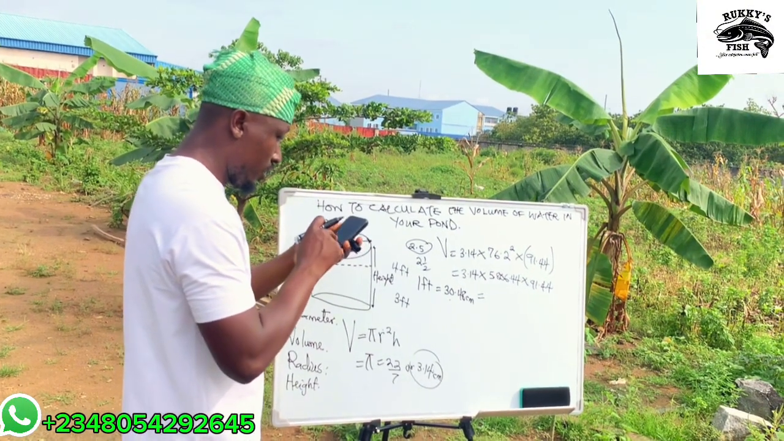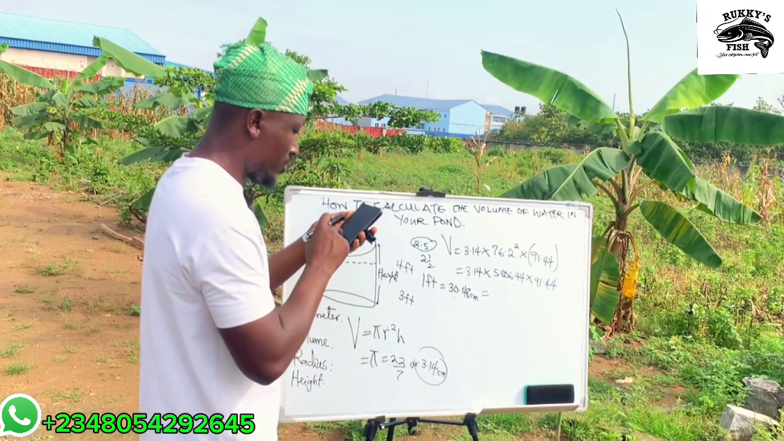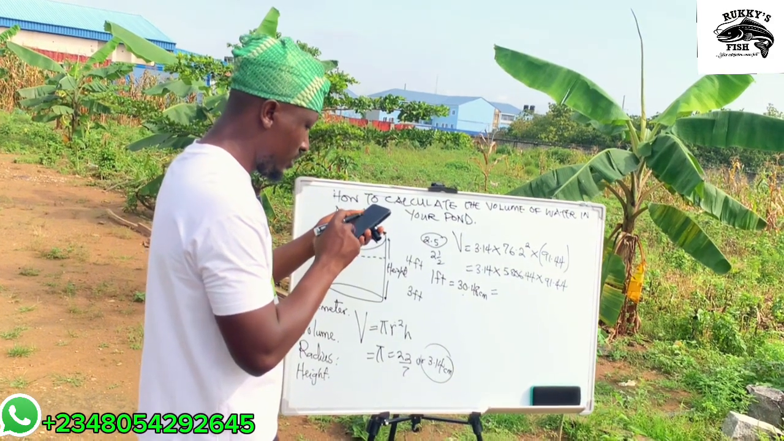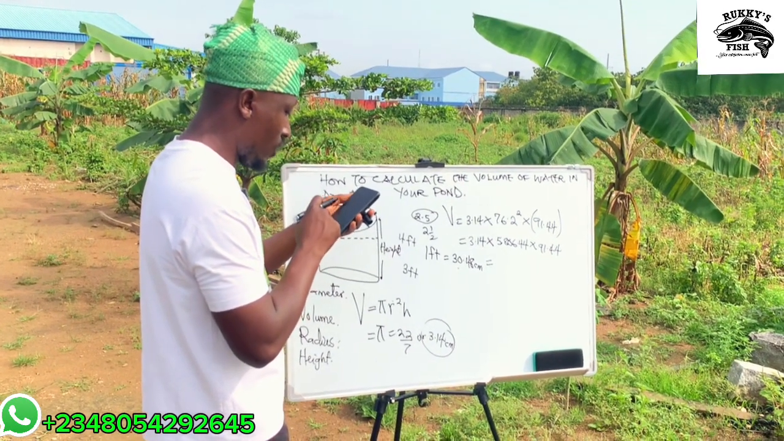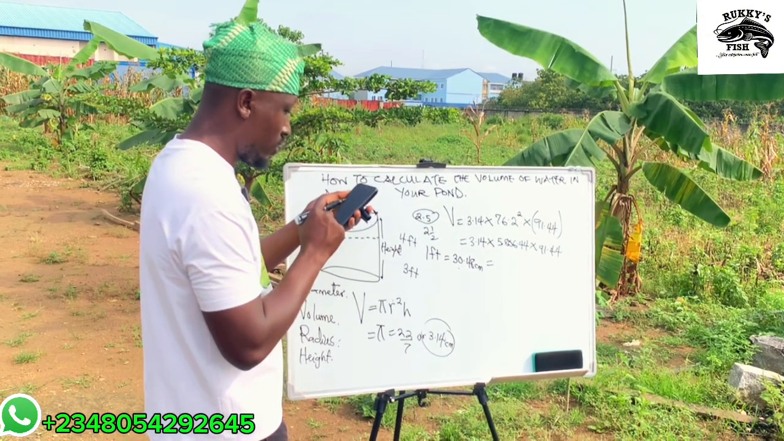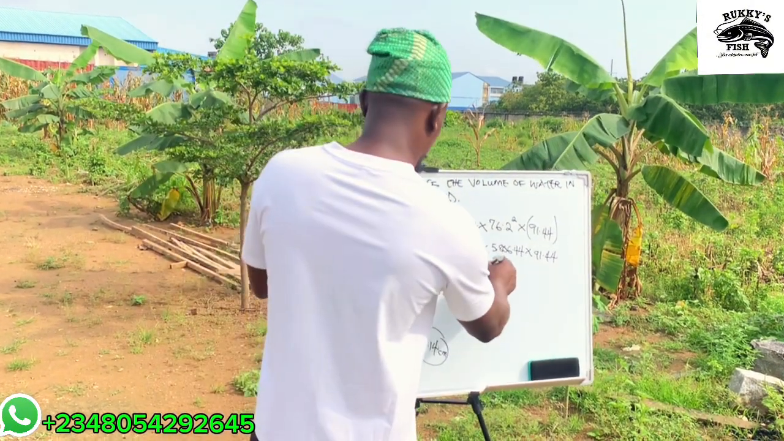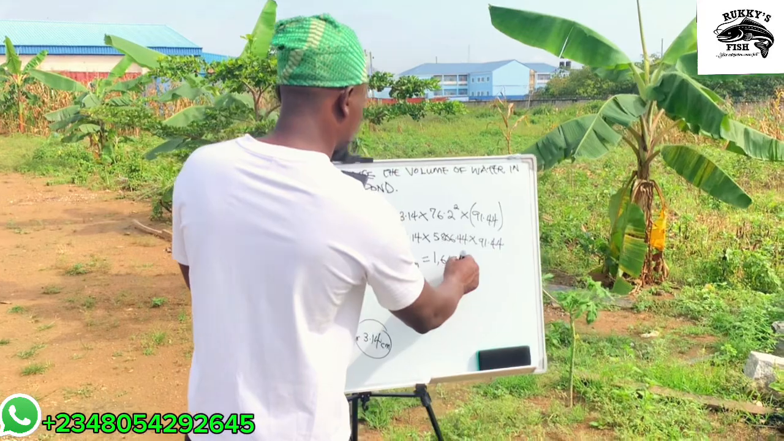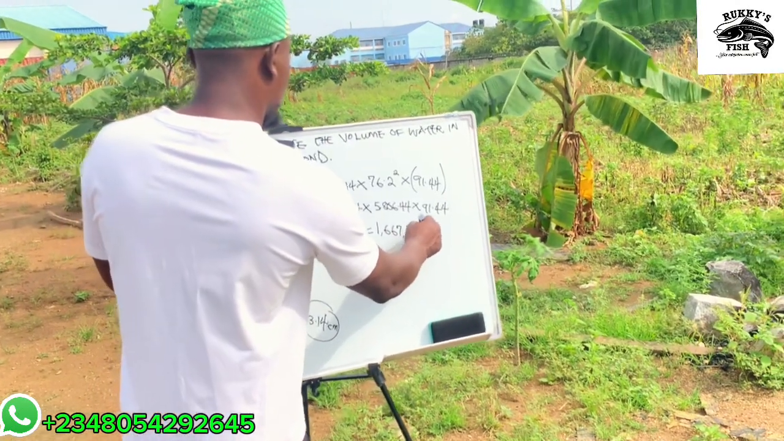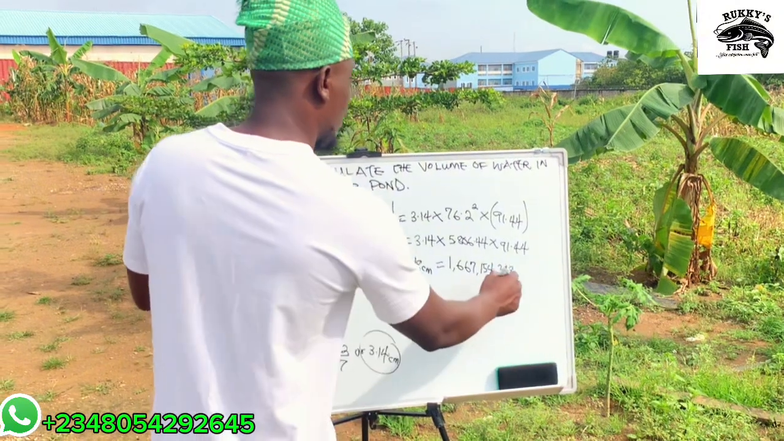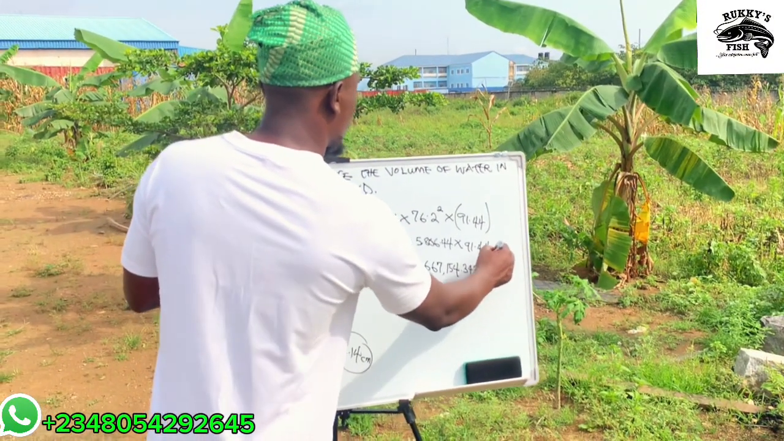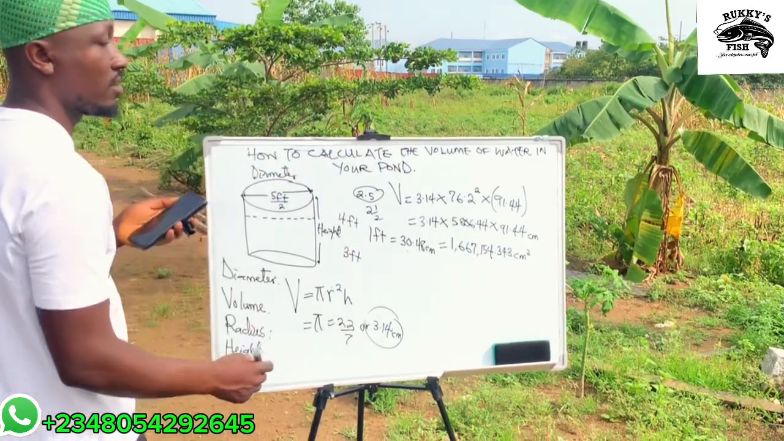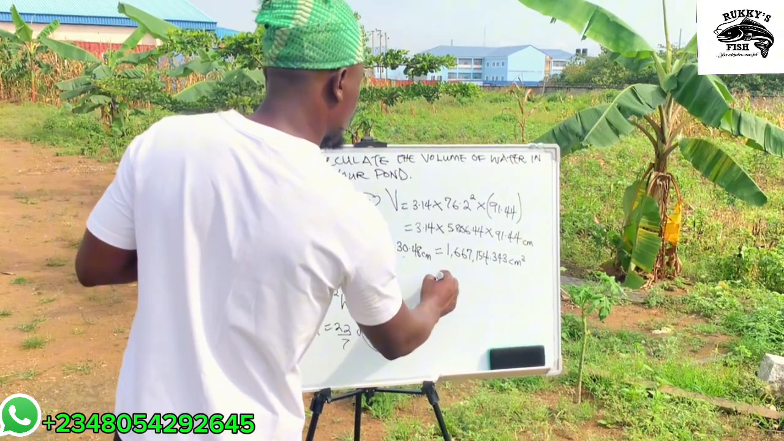So 3.14 times 5,806.44 times 91.44 gives us 1,667,154.343. All right, remember this is in centimeter cube. All of these values are in centimeters, so remember this is in cm cube. So what do we have now?